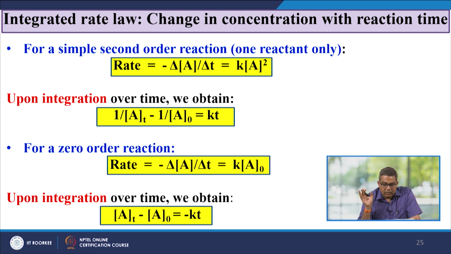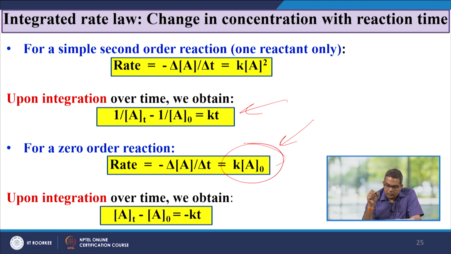For a simple second order reaction, that is one reactant only, the rate is equal to minus delta A over delta t, because minus is there as the concentration of A is depleted over the period of time t. So minus delta A over delta t is equal to Ka to the power 2. If we integrate, then it comes out to be 1 over At minus 1 over A naught is equal to Kt.